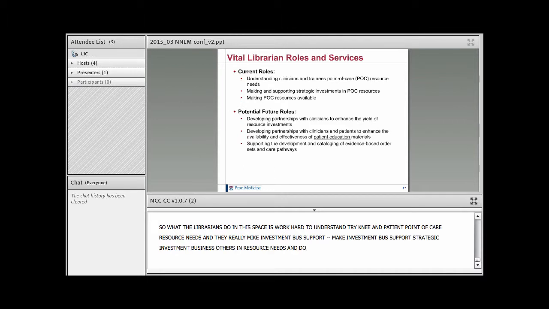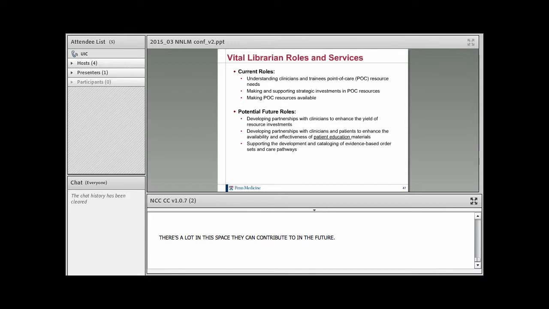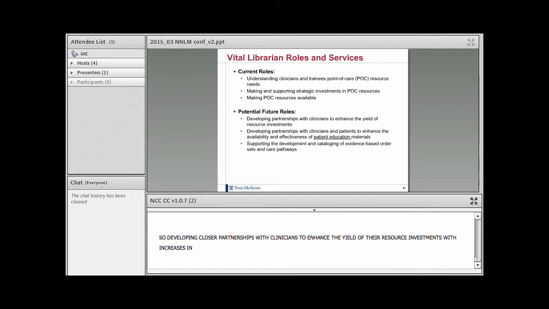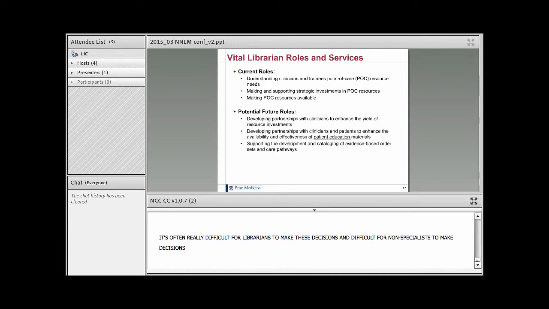Now, there's a lot in this space that they could contribute to in the future. And these three bullets are things that they're actively considering. So developing closer partnerships with clinicians to enhance the yield of their resource investments, with increases in subscription prices, with increases in the prices of single point of care resources, this is absolutely critical. And it's often really difficult for librarians to make these decisions. And it's difficult for non-specialists to make decisions about specialty databases. So having formal partnerships with clinicians to help prioritize these resources is key.